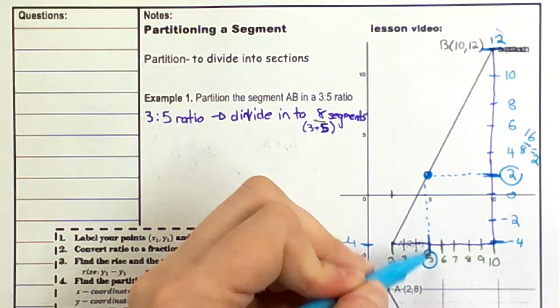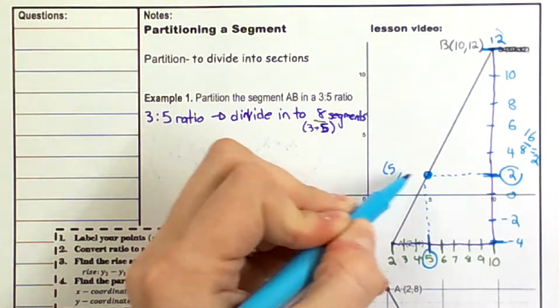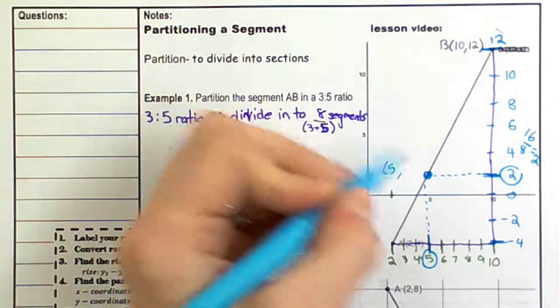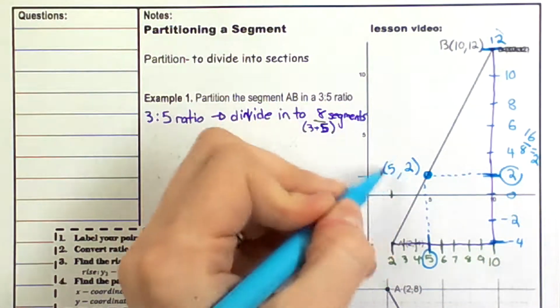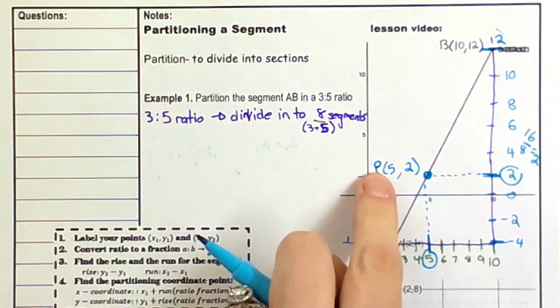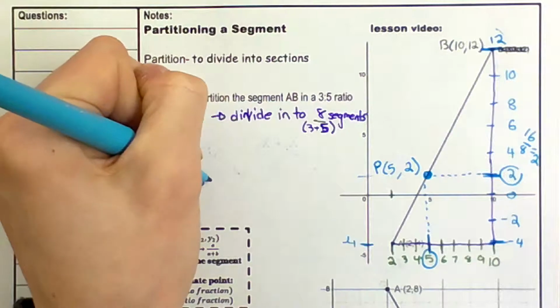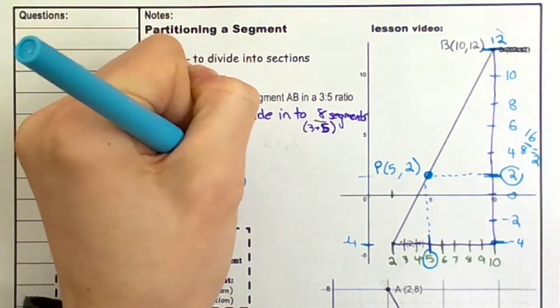So I'm going to label this point. This is over 5, comma, this number right here, if we go all the way over, that's 2. 5, comma 2. And to show that it's the partition point, I'm going to name it with a P for partitioned. So my answer is 5, comma 2.